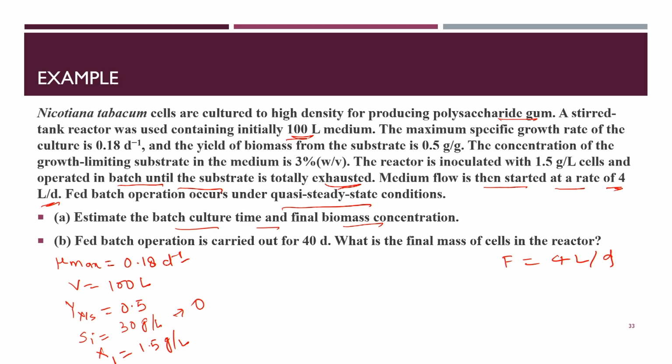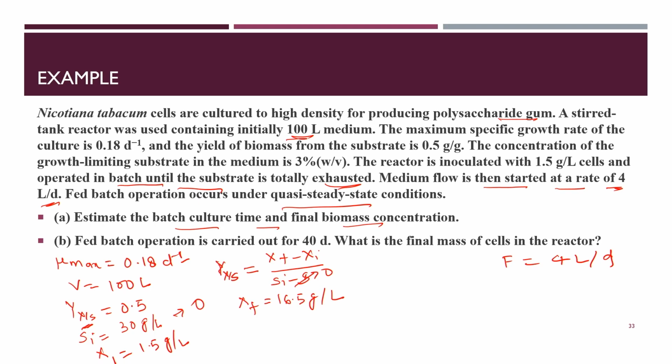The final biomass concentration we can quickly calculate because the yield is given. So, Y(x/s) is (xf minus xi) divided by (Si minus S). The final S we are assuming 0. So, it directly gives xf, and the xf value you will get as 16.5 gram per liter.